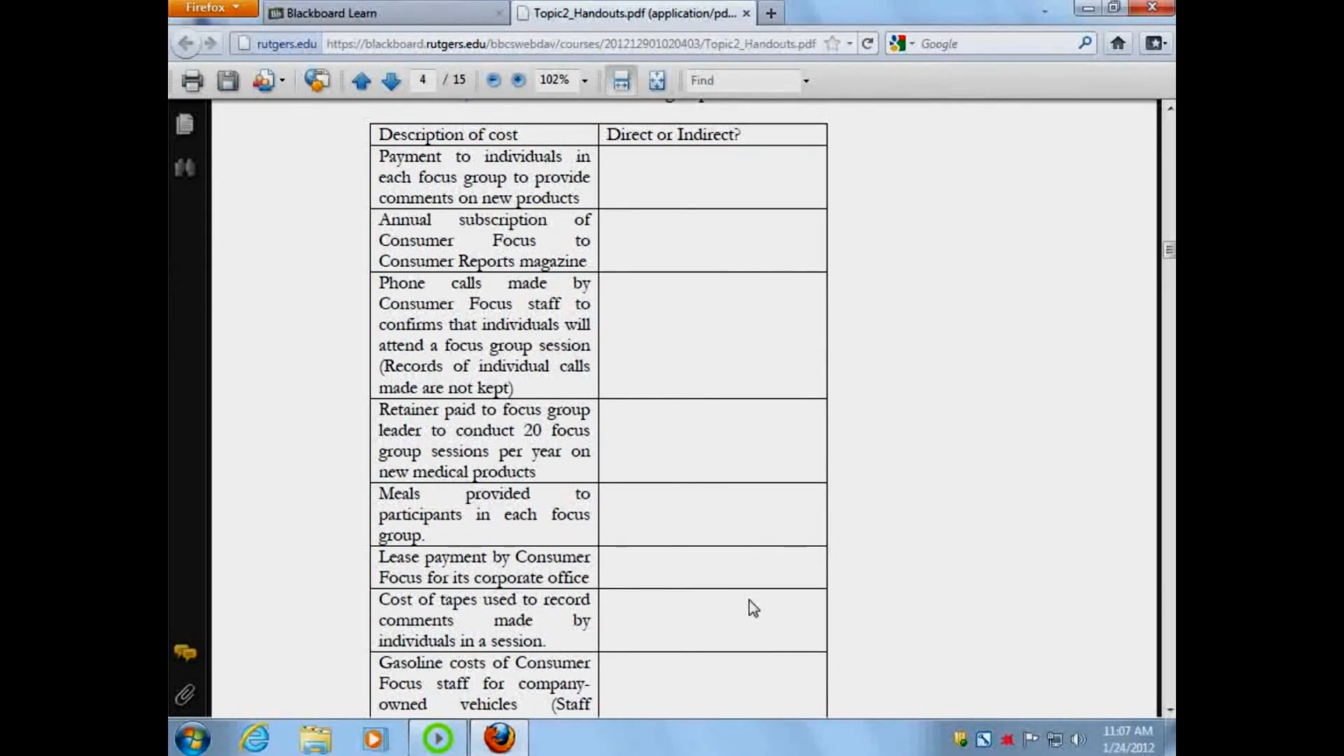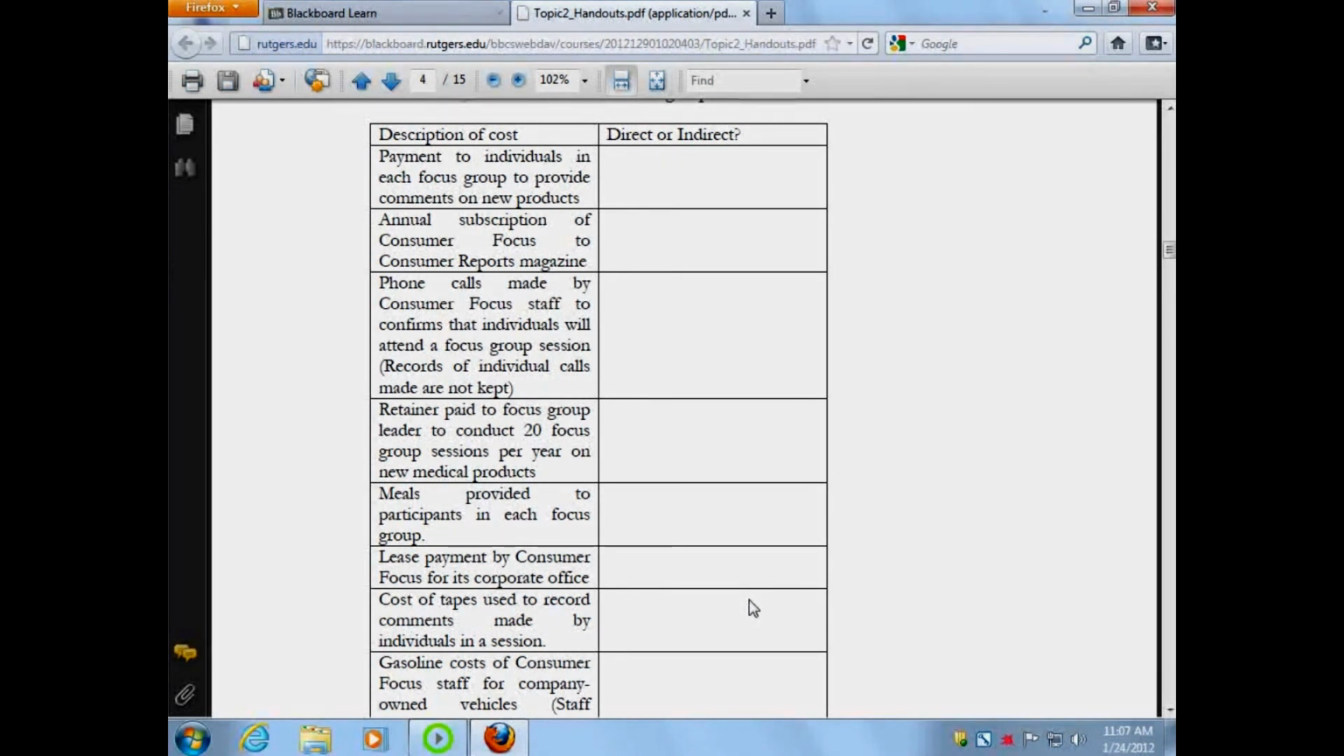Direct. The annual subscription of Consumer Focus to Consumer Reports magazine. So what is Consumer Reports? It's a magazine that reviews new products. Clearly an indirect cost with respect to each individual focus group, because this is like supplies.